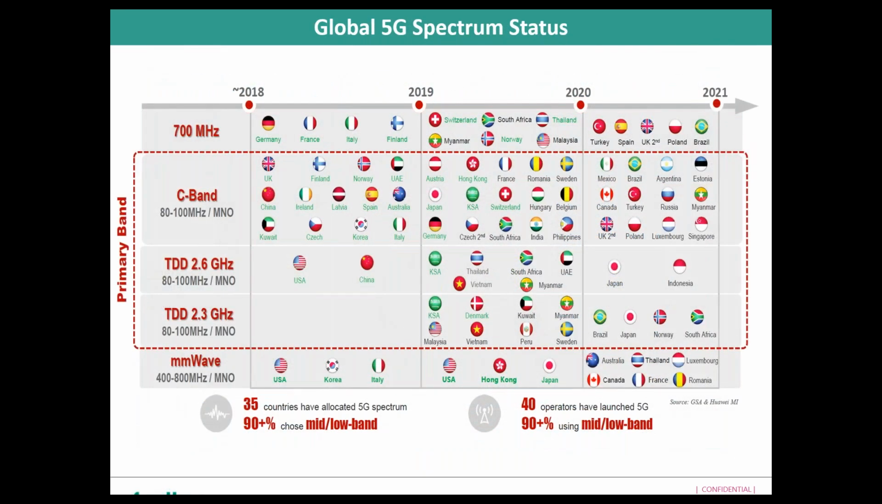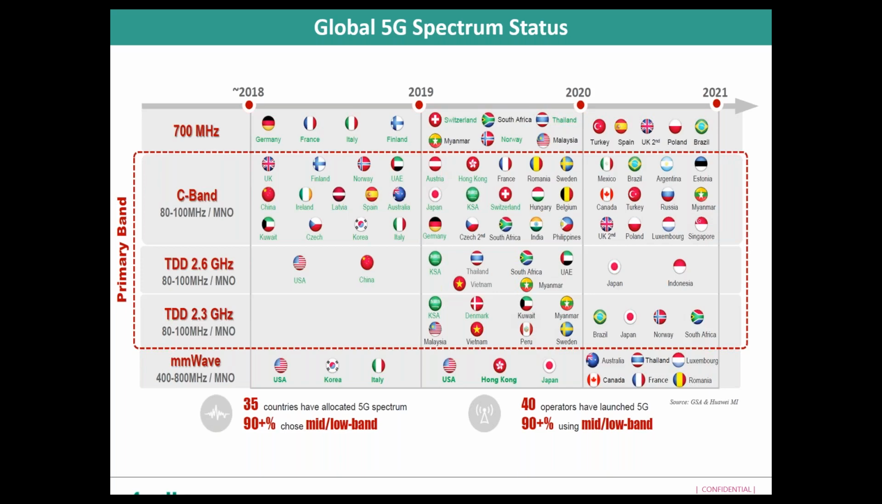If we look at the spectrum, what is the spectrum that's being used, right? Spectrum is primarily classified into low band, mid band, and high band. Low band is considered spectrum that is 1 gigahertz and below. Mid band will be 1 gigahertz all the way up to 7.125 gigahertz, and then above that, millimeter wave, you can go anywhere from 24.25 gigahertz to 52.6 gigahertz to be exact.